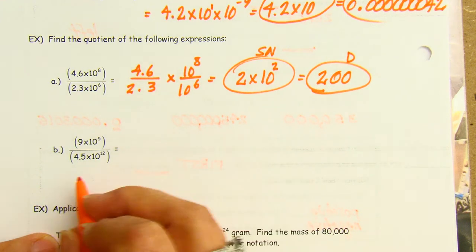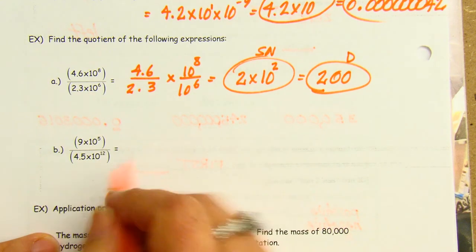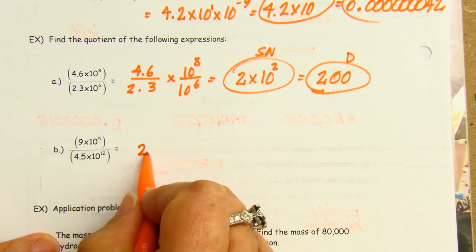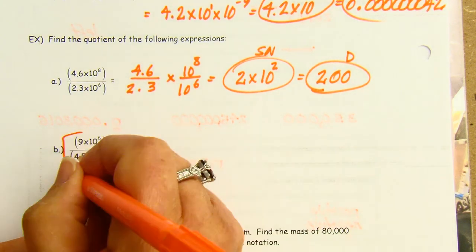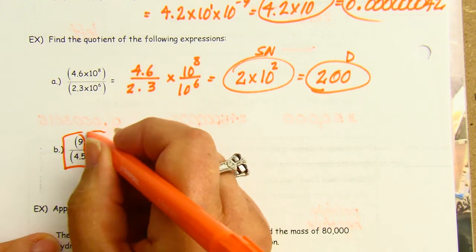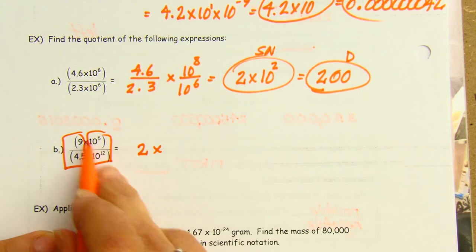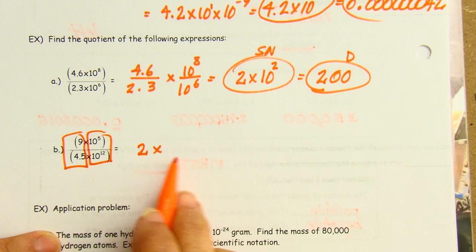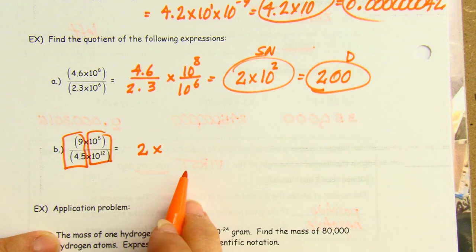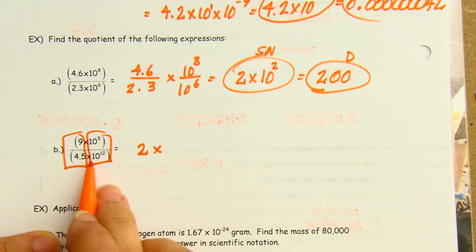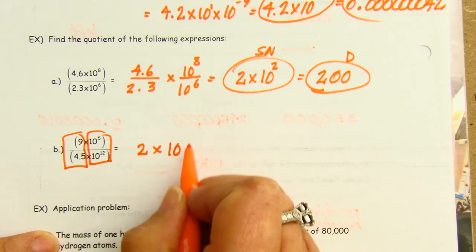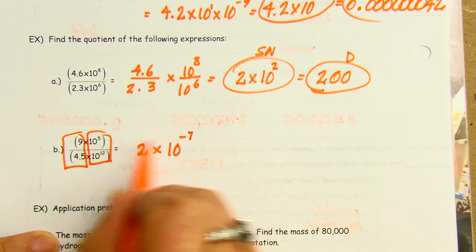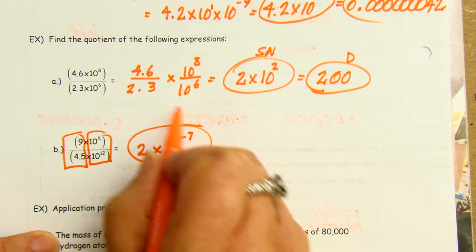Okay, same thing. This would be 9 divided by 4.5. Well, 9 divided by 4.5 is 2 times, like all I'm doing is that and then this. Well, I have to subtract the exponents. I can't leave this in the denominator now. This is scientific notation, so I have to bring this up. This would be 5 minus 12, which is negative 7 on that power of 10. This is proper scientific notation.